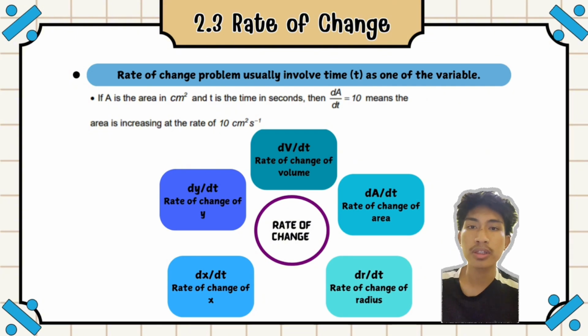So a negative sign has to be inserted to represent the rate of decrease. So here are some examples of rate of change. The first one is dV over dt, rate of change of volume. dA over dt is rate of change of area. dr over dt is rate of change of radius. dx over dt is rate of change of x. dy over dt is rate of change of y. Remember, dt is time.